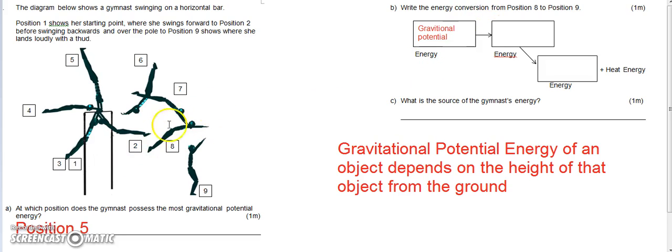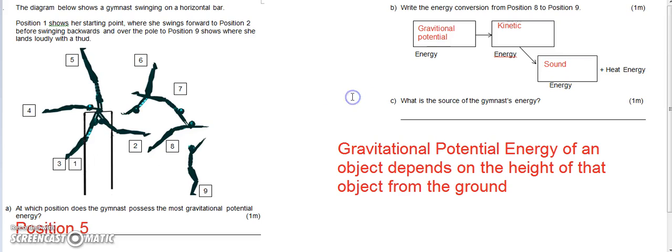Now this gravitational potential energy is changed to movement energy, right? Kinetic energy. Yes or no? Kinetic energy. Now we can just put kinetic here. And then as the gymnast lands on the ground, you can have some sound energy, because there'll be a thump. Normally there's a thump on the ground. Sound energy plus heat energy.